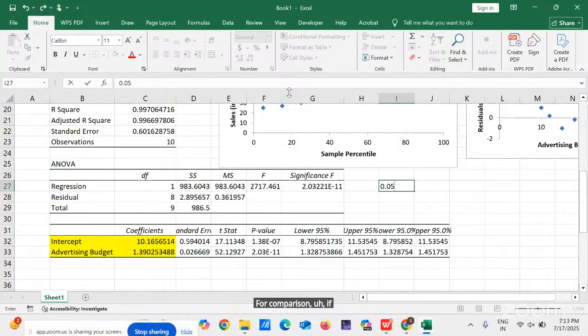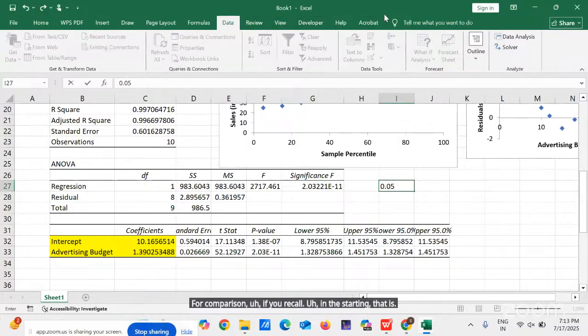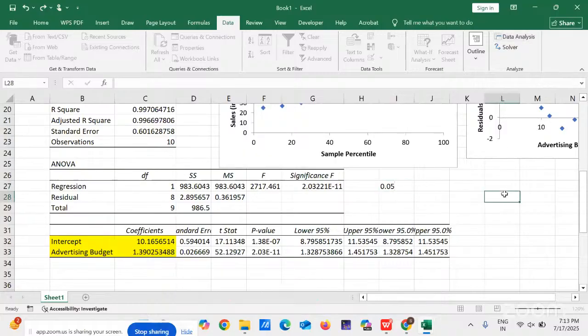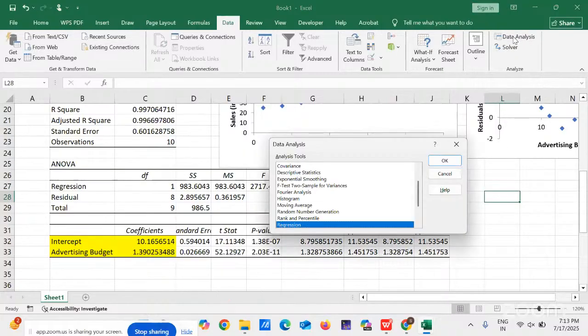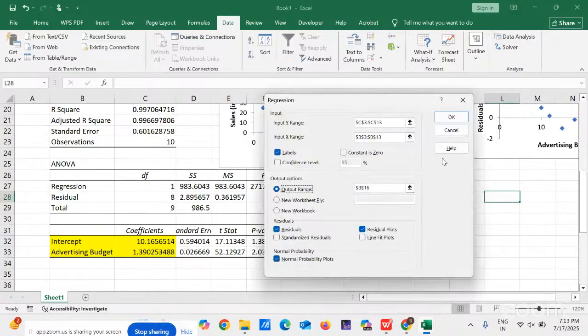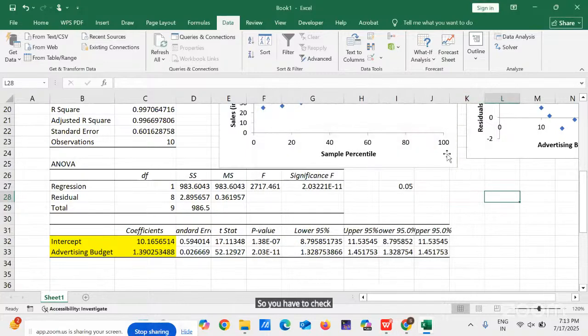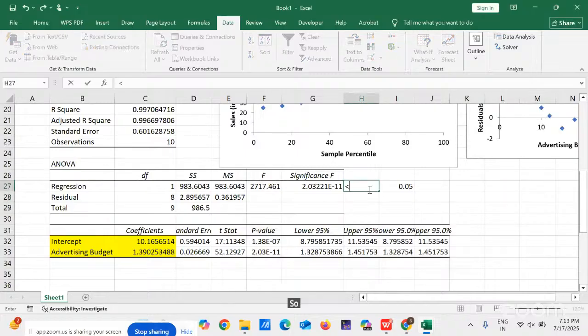If you recall, in the starting, when we had inputted here by default, I'll just show you if you want once again. Here confidence level 95% means alpha is 5%. So you have to check with that alpha percent, that is 0.05. So it is less than.